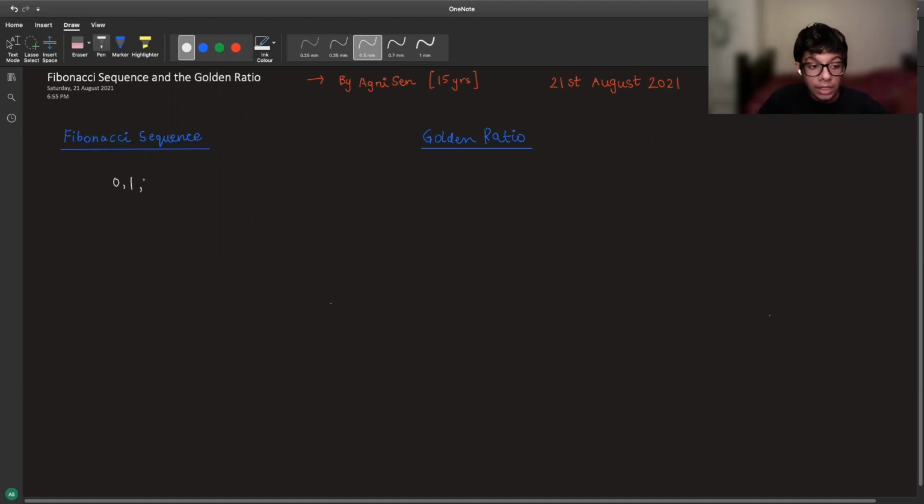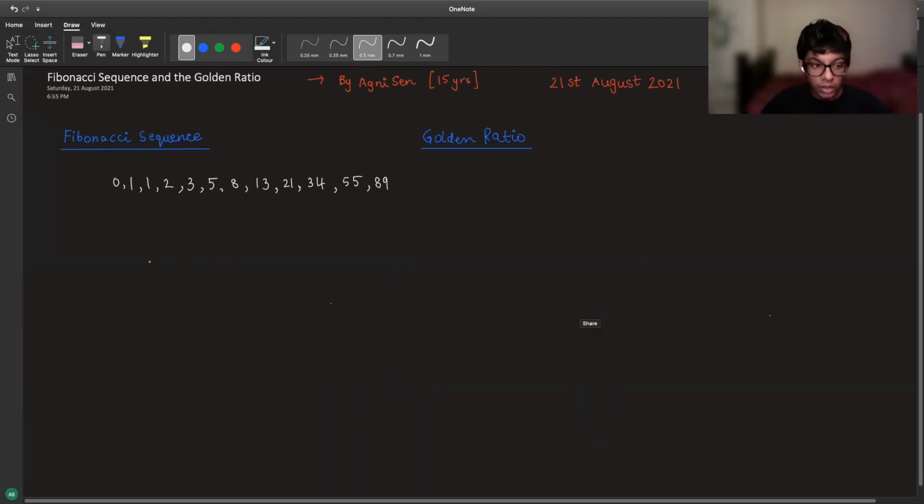0 plus 1 equals 1. So the third term is also 1. 1 plus 1 is 2. 2 plus 1 is 3. 3 plus 2 is 5. 3 plus 5 is 8. 8 plus 5 is 13. 13 plus 8, 21. Next is 34. The next number is 55, 89, and so on. The numbers in this Fibonacci sequence will keep getting bigger as the sequence moves on till infinity. So we're going to stop at 89 for now.